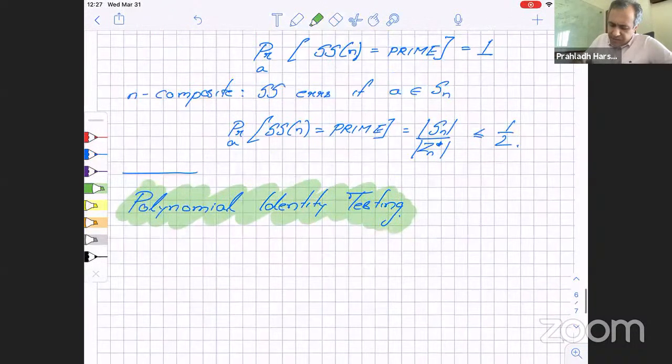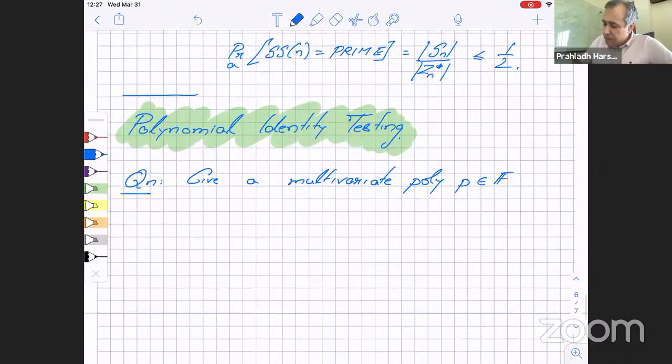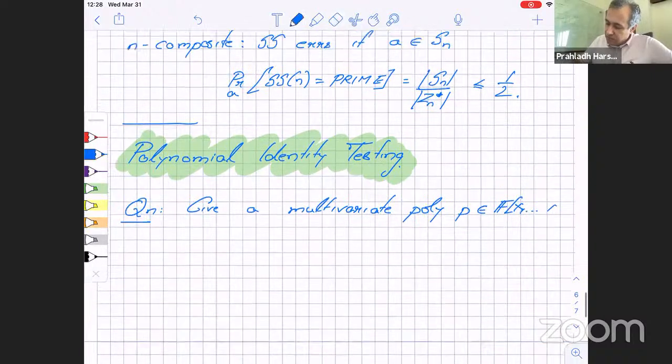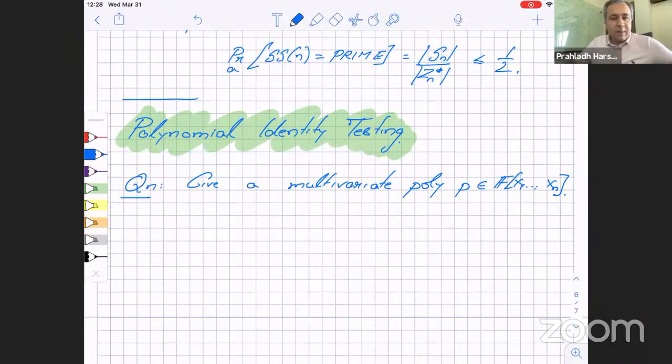And here, let me start with the basic question and then we'll see some applications. I'm going to give you a multivariate polynomial P in some field, in variables x1, x2, up to xn. There are several ways of presenting the multivariate polynomial.